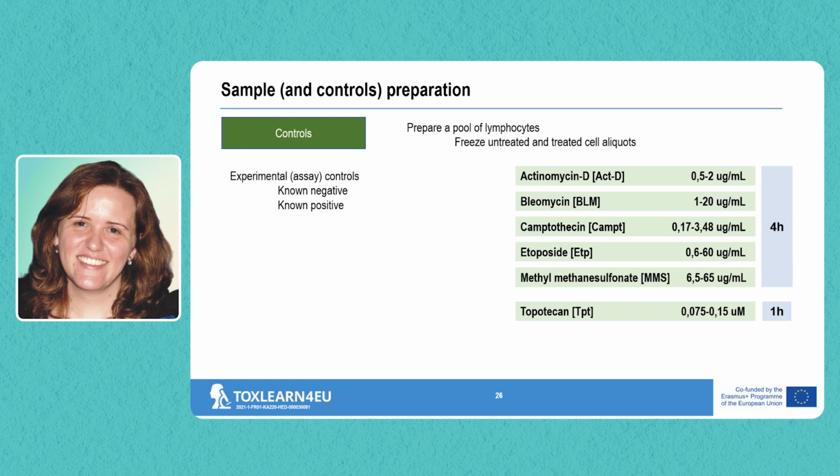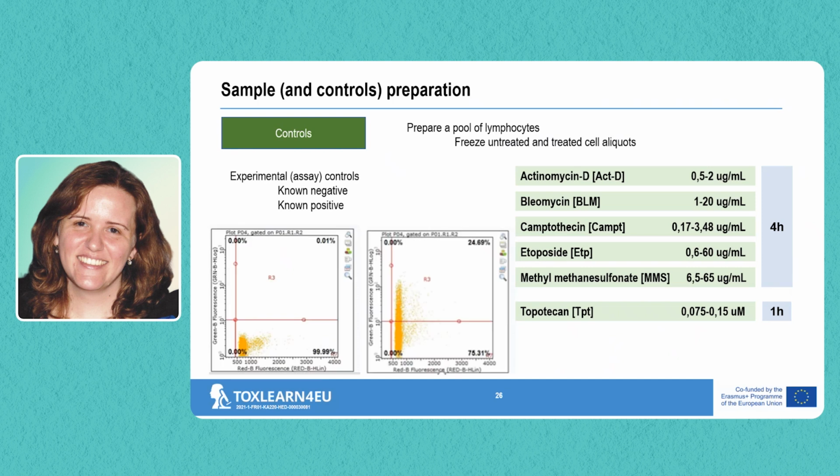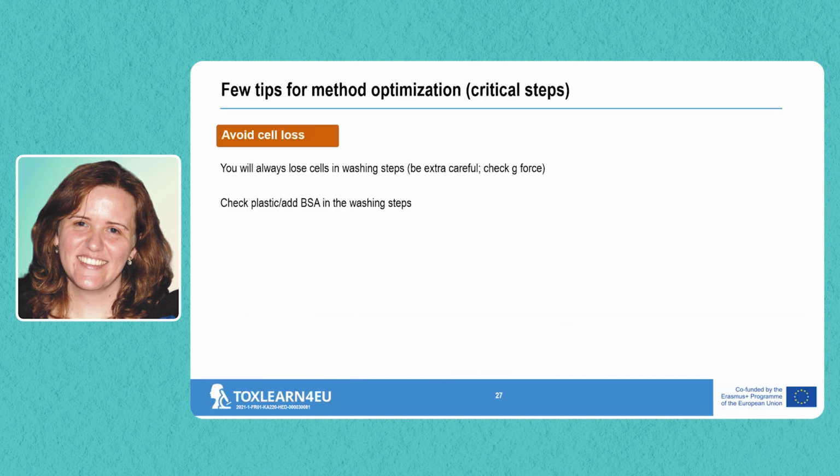You need to treat them in these cases for 4 hours, in this case for 1 hour. They have different mechanisms to induce the phosphorylation of the histone. So some of them have slightly different profiles in the final plot. But in any case, you will see an increase in the phosphorylation. So it is very important to have them. So this, as I was showing before, is how it looks, a negative. This is how it looks, a positive.